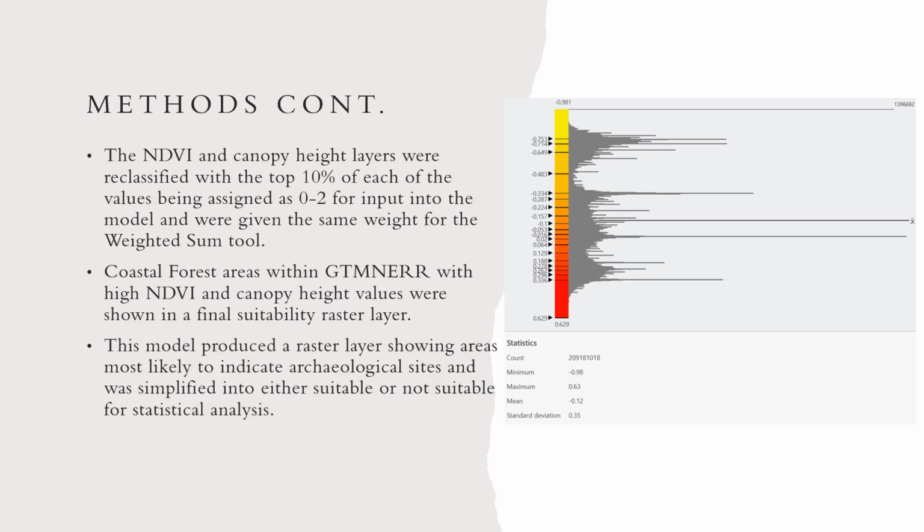The NDVI and canopy height layers were reclassified with the top 10% of each of those ranges of values. I used a 20 rate quantile in histogram on the right here for reference to kind of follow what I'm saying to find the 10% of each of those values and then assign them on a range from 0 to 2, 0 being not suitable, 1 suitable, and 2 very suitable. And you have to do that to be able to put it into the weighted sum tool, which is going to give me that suitability raster that I need. And in that tool, they will be given the same weight or the same importance for that.